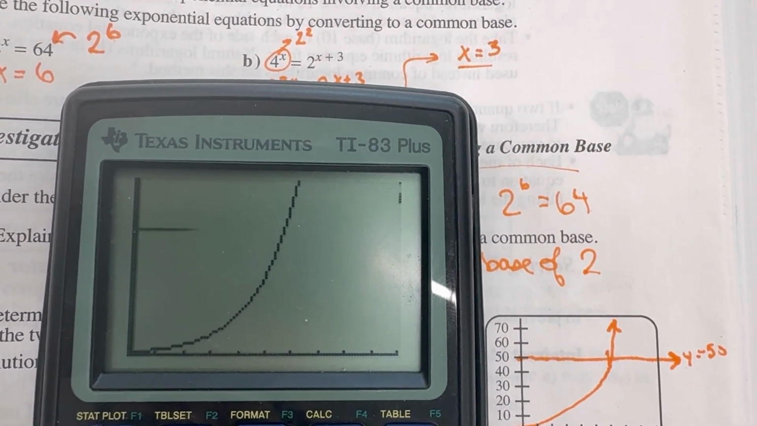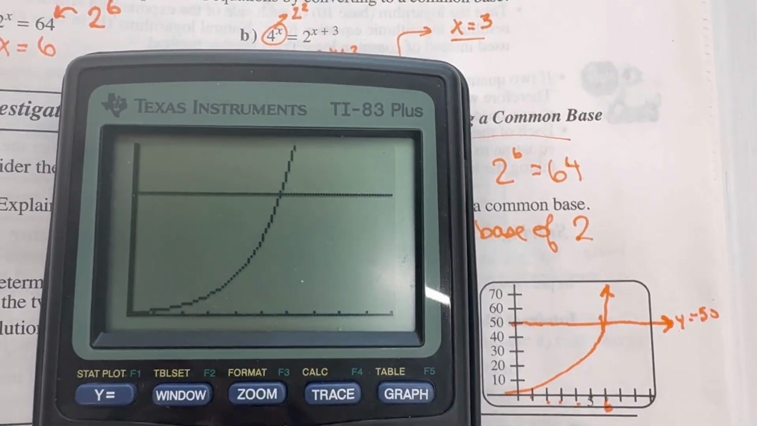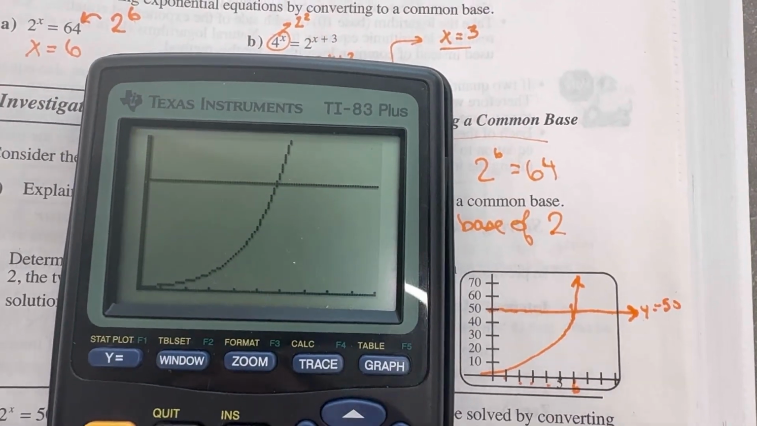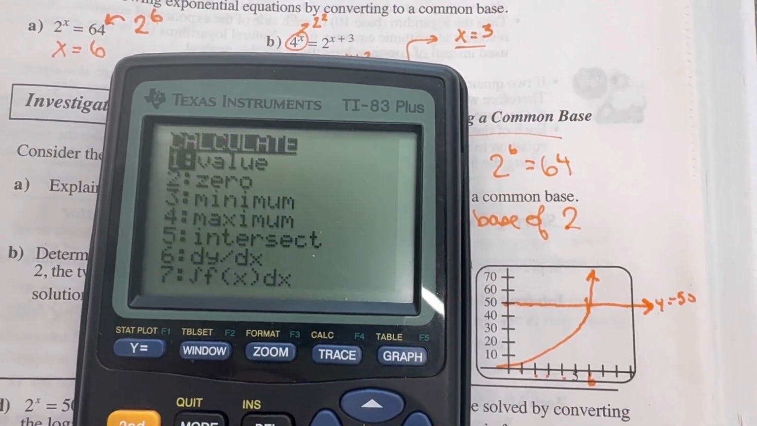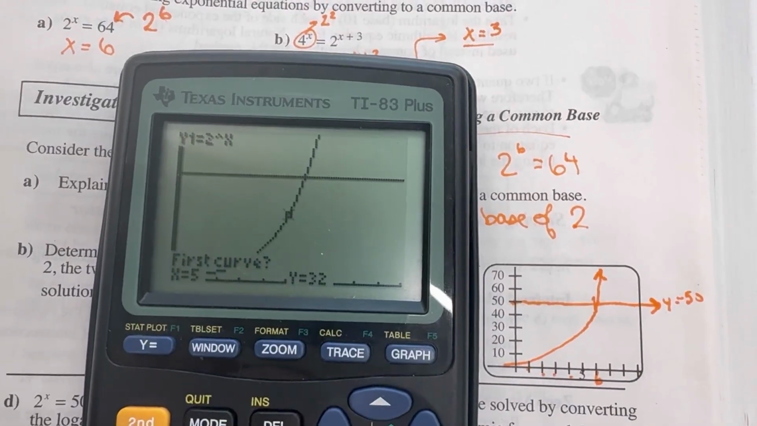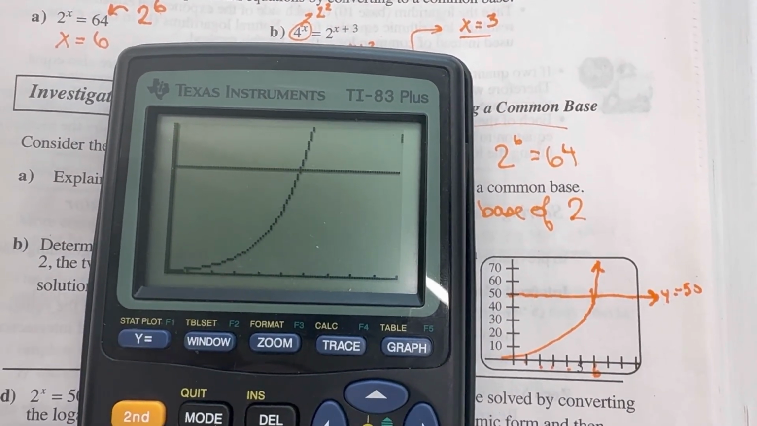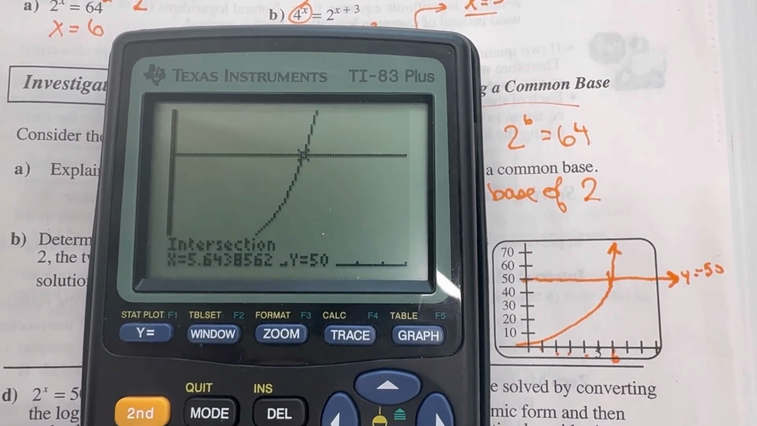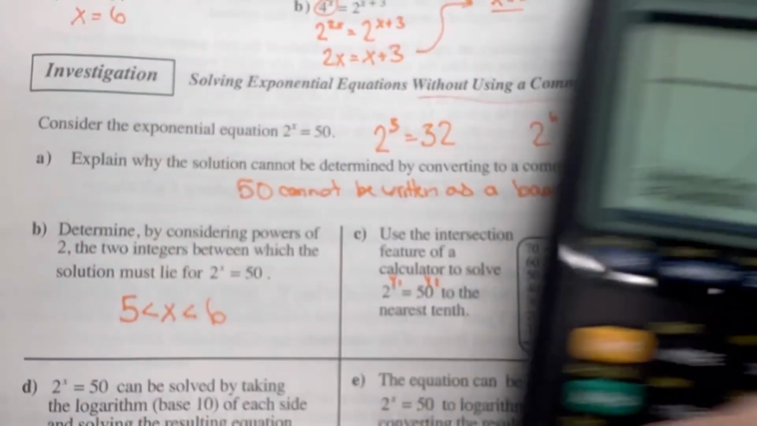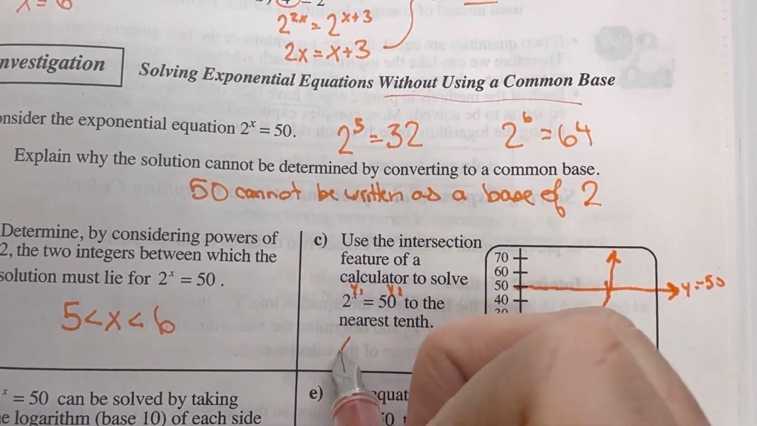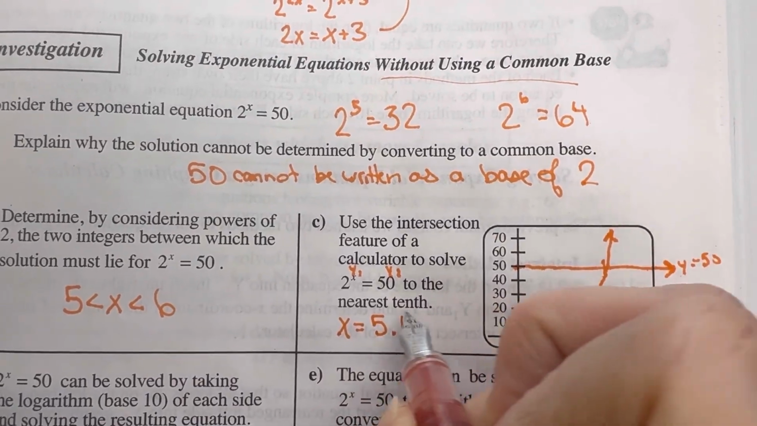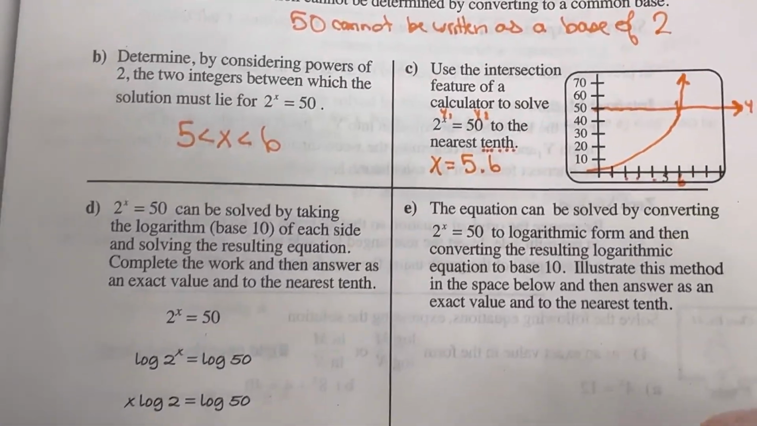Okay, and then I've got my 50 coming across. So then I just need to find that intersection right there. So intersect, and then I go enter, enter, enter. So it is going to be 5.6. Okay, so x is equal to 5.6, rounded to the tenth.